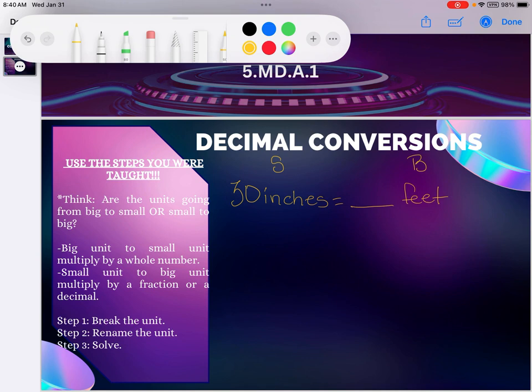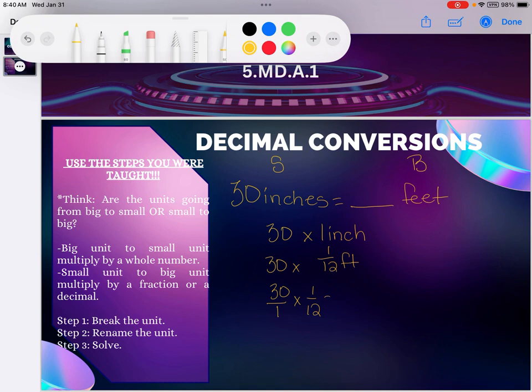Now, I tell students all the time, take that whole number and place it over 1. So you have 30 over 1 times 1/12, which would give you 30/12 feet. Now, we definitely don't want to leave it as an improper fraction, so we're going to go ahead and divide. 30 divided by 12. That can go in 2 times. 2 times 12 is 24. We subtract to get 6.